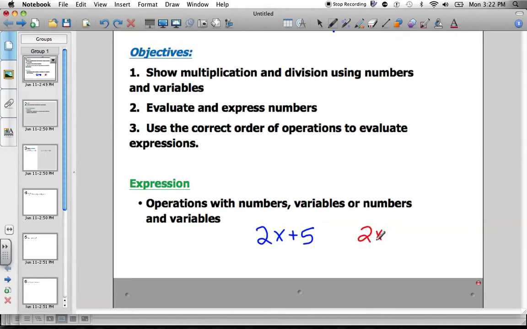2x minus 3 equals 8. This is what I wrote here in red on the right-hand side. This is not an expression. This is what we call an equation because it has an equal sign. An expression does not have an equal sign.